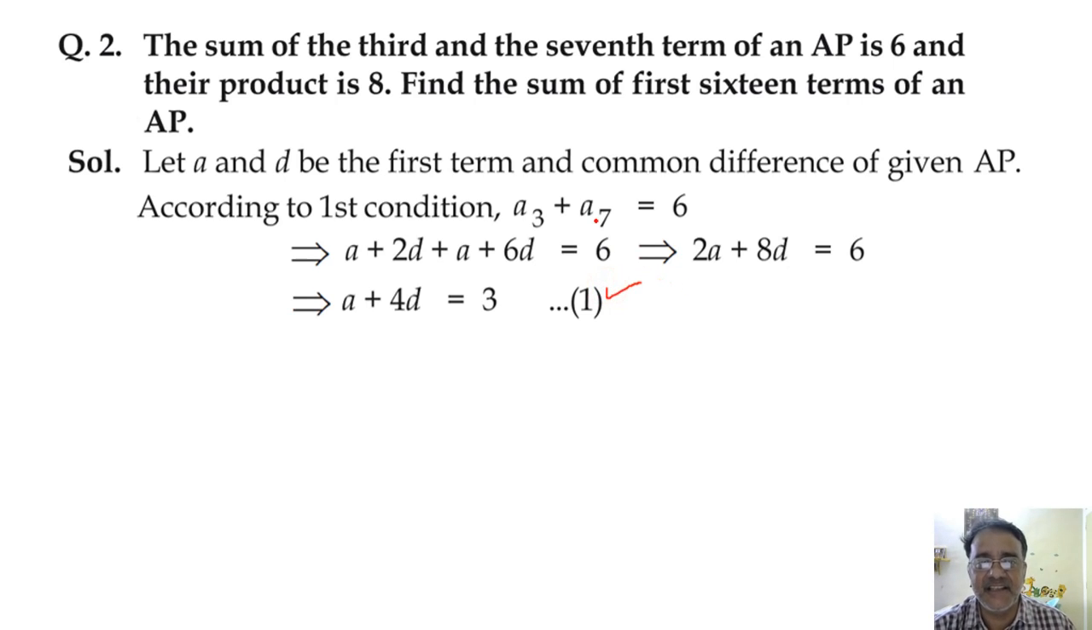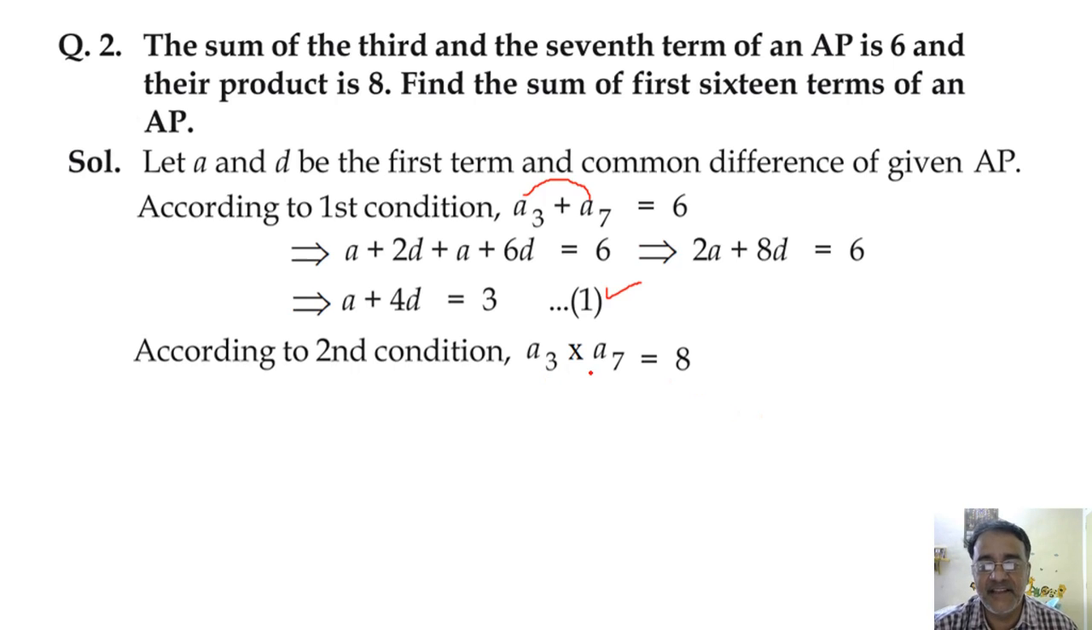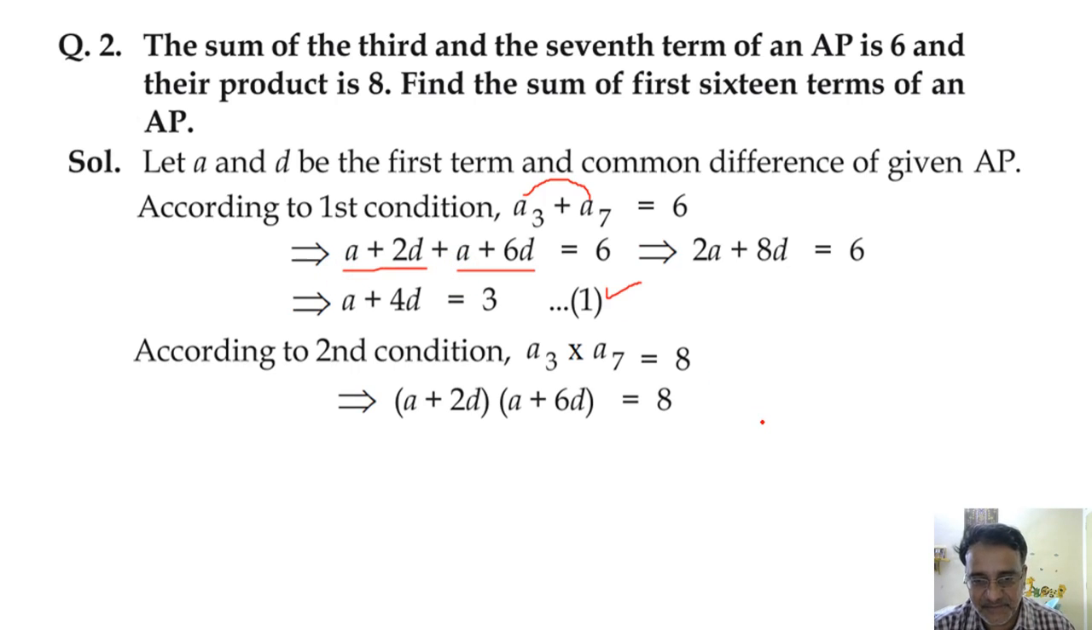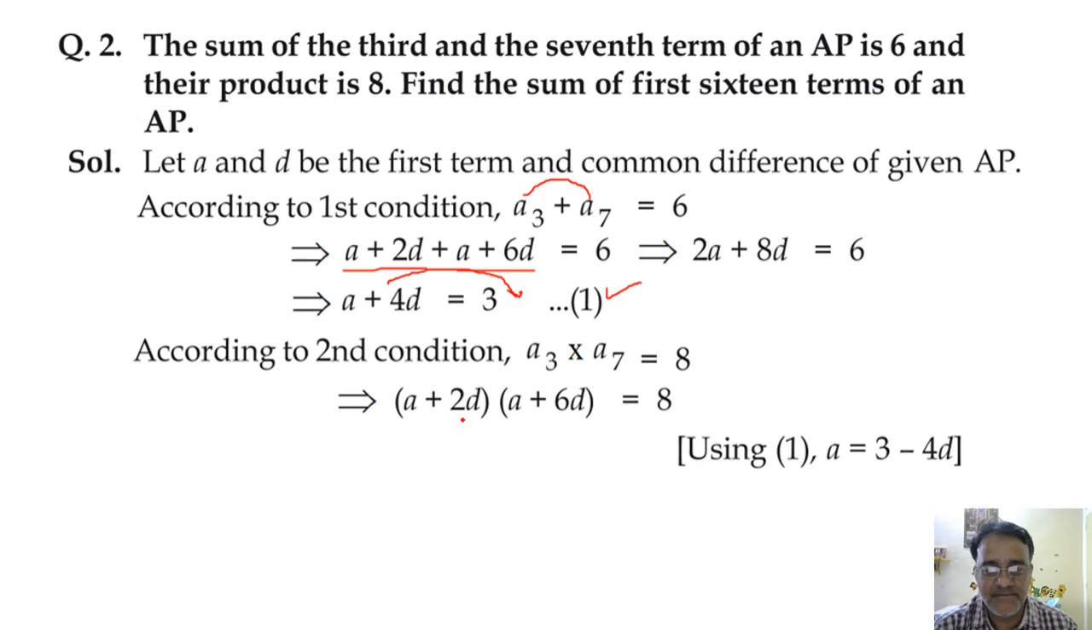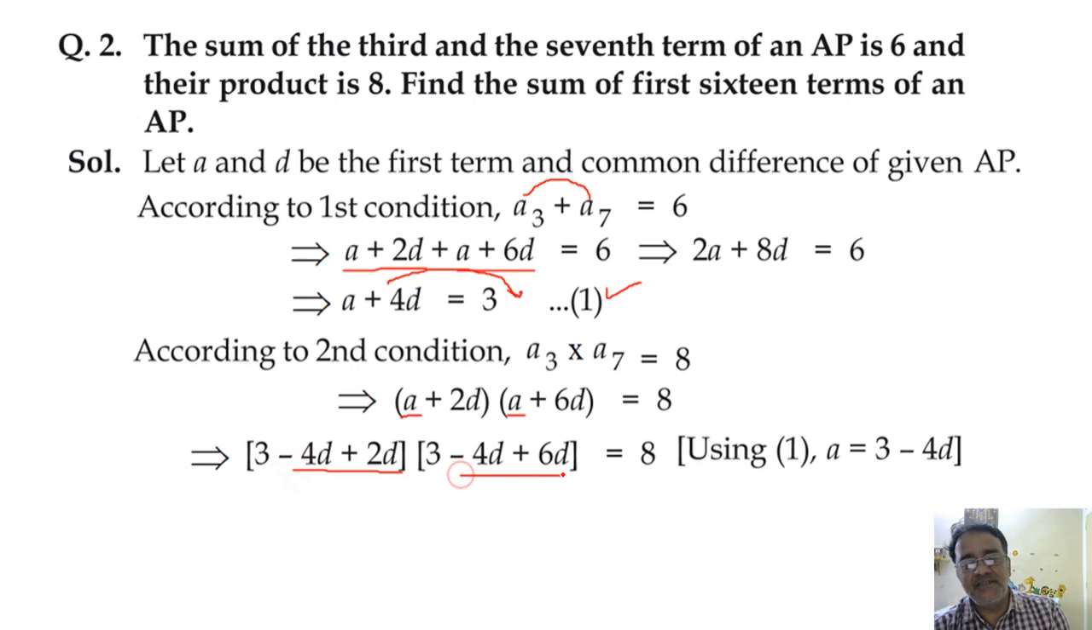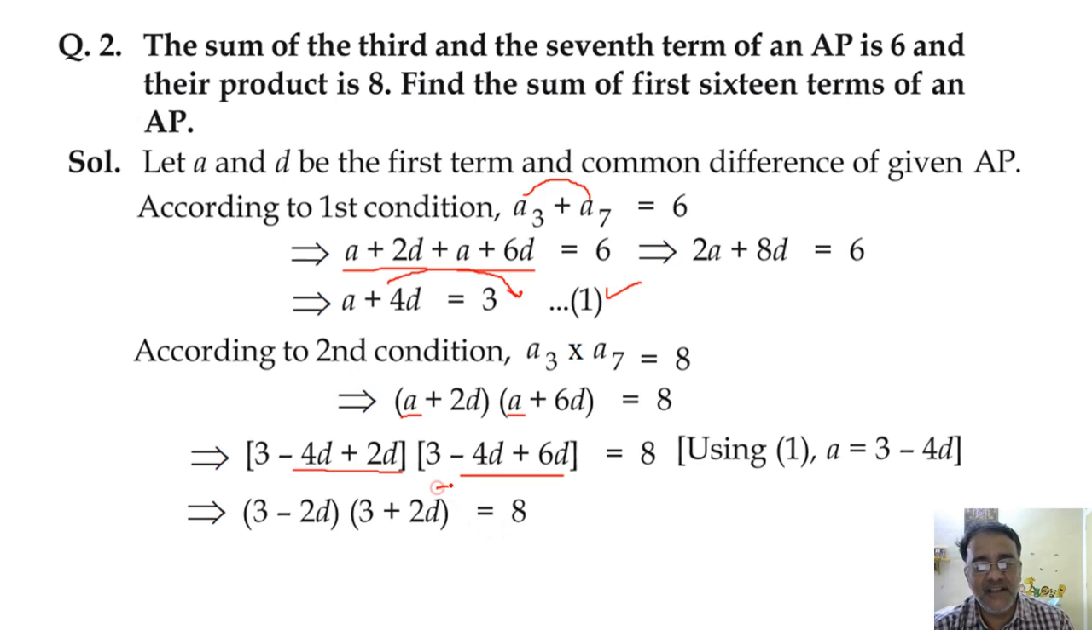Now the second condition is given. The product of these two is 8. That is A3 into A7 is equal to 8. That is (A plus 2D) into (A plus 6D) is equal to 8. Now what we can do here, we can substitute A is equal to 3 minus 4D. Here 3 minus 4D, 3 minus 4D. So this will become minus 2D and this will become plus 2D. 3 minus 2D, 3 plus 2D. Again this is in the form of (A plus B) into (A minus B).